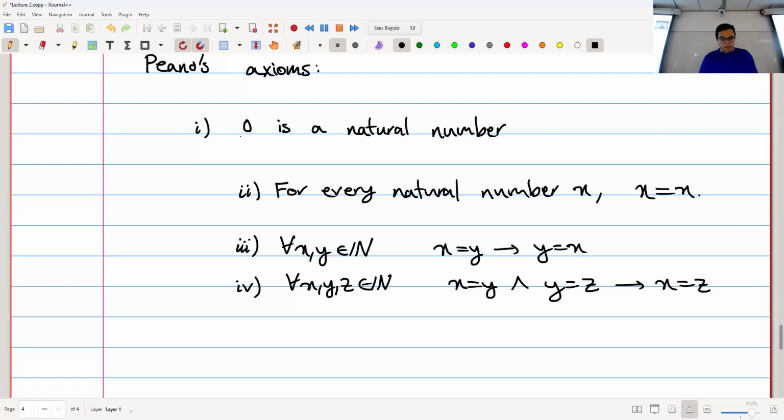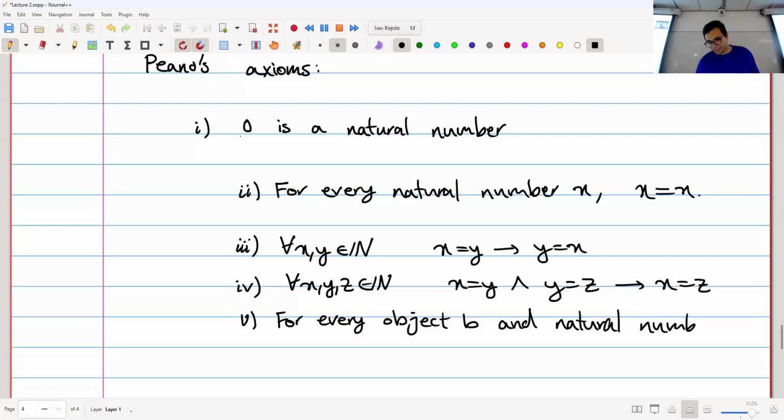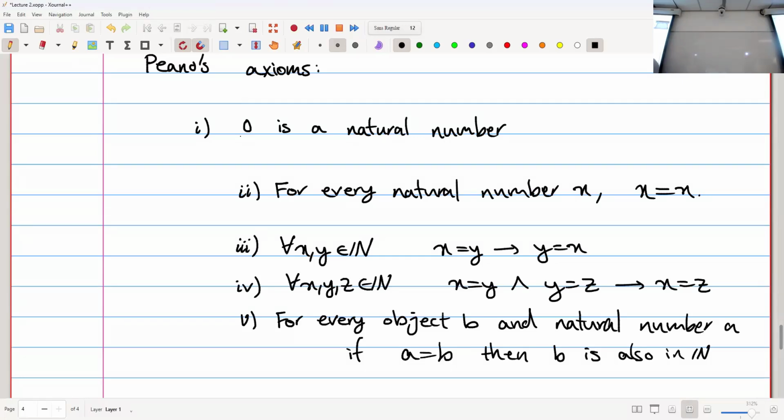And also, this is another one which is very weird. It says that for every object B and natural number A, if A is equal to B, then B is also a natural number. Okay. So these parts of the axioms, again, these are just historical.